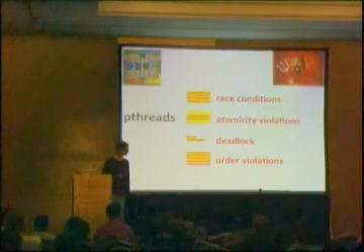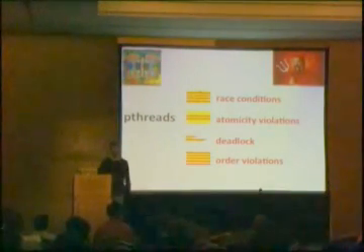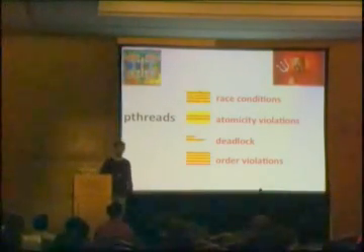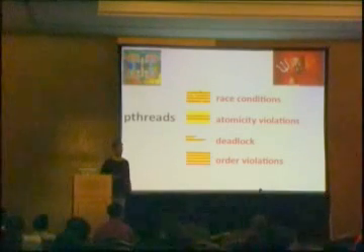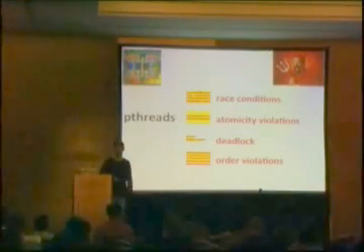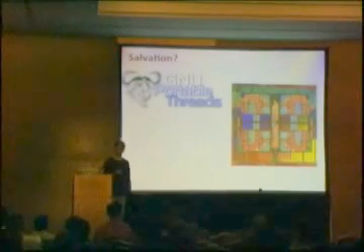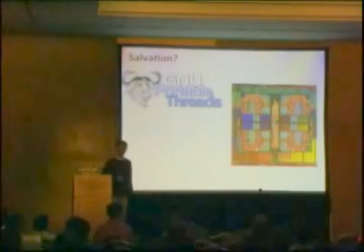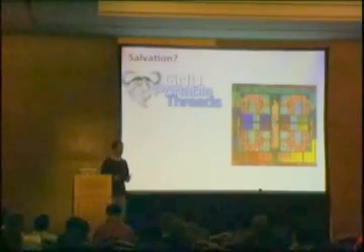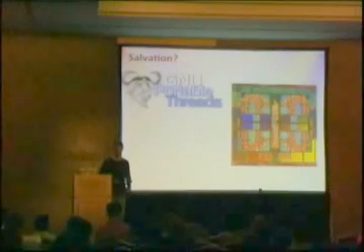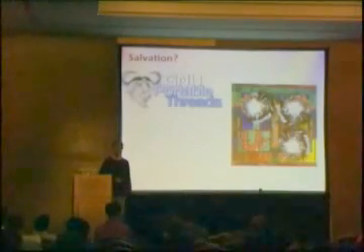So with pthreads, we run into these four major problems. We have race conditions, we have atomicity violations, deadlock, and order violations. But maybe there's salvation. There's this product called GNU Portable Threads. It takes your processor, and it uses cooperative multithreading, and it resolves all these problems. There's just one issue. It turns out it's kind of slow.